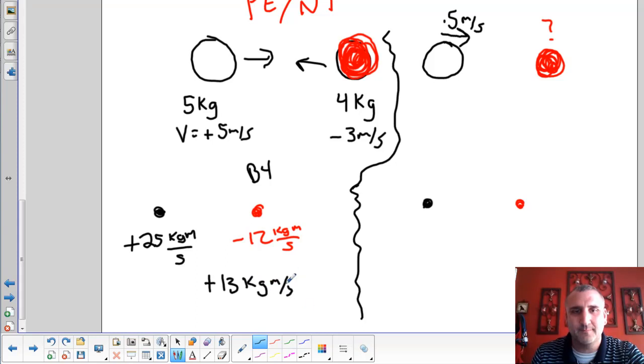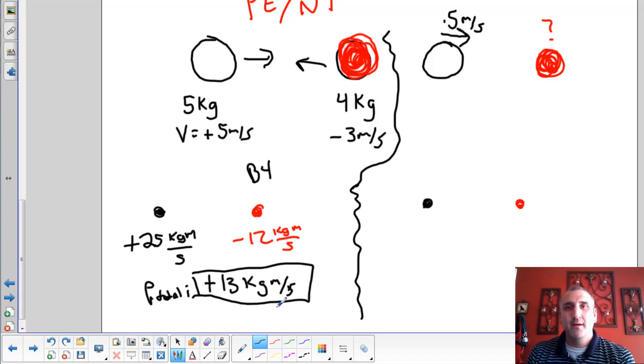Okay, I added these two together, 25 plus negative 12, or I subtracted 12 from 25, however you want to do it. But you should get a P total initial of positive 13 kilogram meters per second. What does that mean the total has to be after the collision? And I hope you are going to say P total final also has to be positive 13 kilogram meters per second. Okay? Fine. Not too complicated yet. That's just the rule of conservation of momentum.